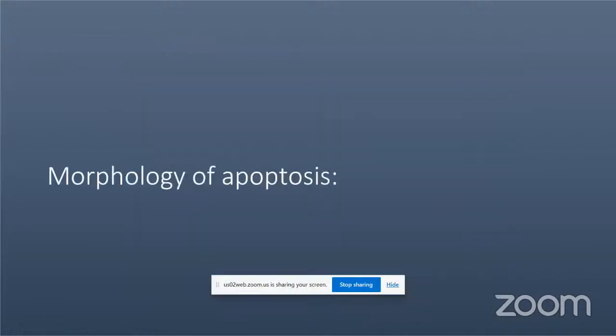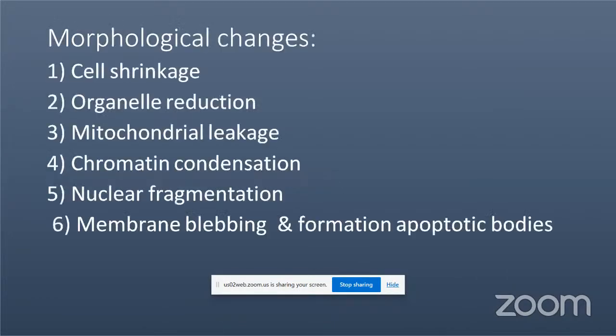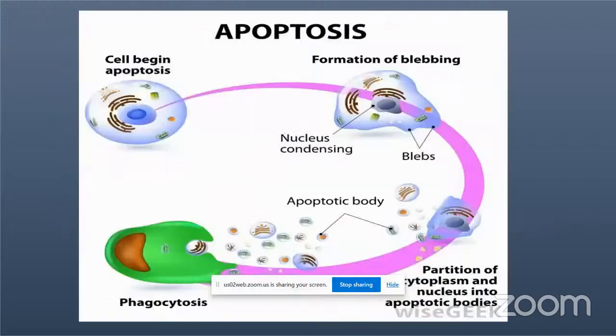Then what is the morphology of apoptosis? First is cell shrinkage. Next is organelle reduction. Then mitochondrial leakage. Then chromatin condensation. Then nuclear fragmentation. The sixth is membrane blebbing and formation of apoptotic bodies. These are the 6 major morphologic changes that happen in apoptosis.